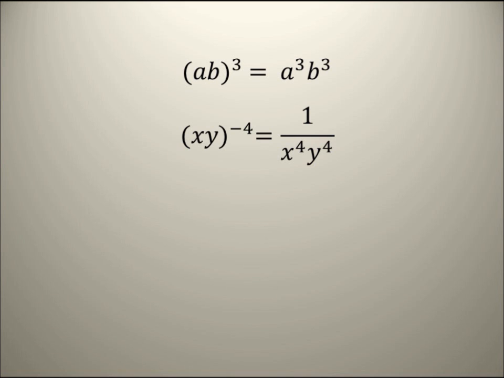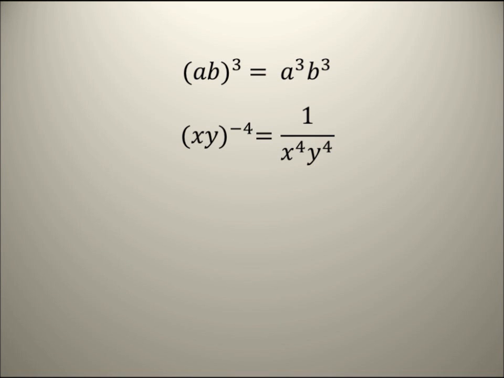So ab, which are inside the parentheses, are both raised to the power 3. Therefore, we can rewrite this by having the 3 distributed between the a and the b, so we get a cubed b cubed. Similarly, with the xy, we do the exact same thing, and the negative 4 gets distributed with the x and the y, so we get 1 over x to the power 4, y to the power 4.